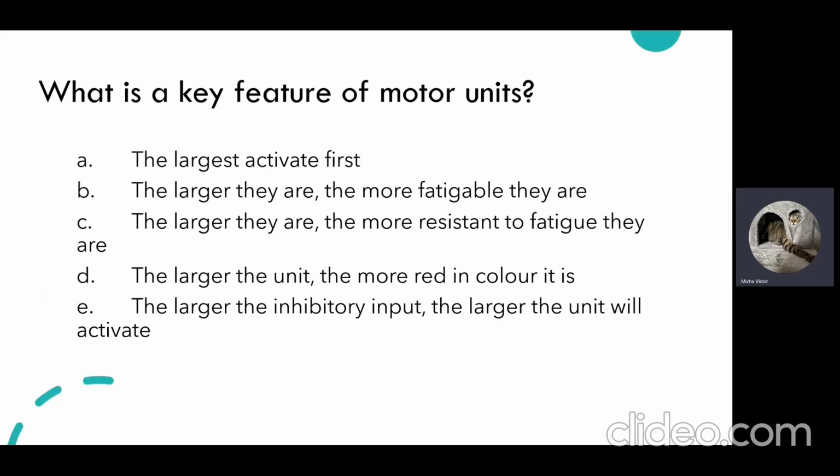Ending with a few SVAs. What is a key feature of motor units? A, the largest activate first. B, the larger they are, the more fatigable they are. C, the larger they are, the more resistant to fatigue they are. D, the larger the unit, the more red in colour it is. Or E, the larger the inhibitory input, the larger the unit will activate. And the answer is B.